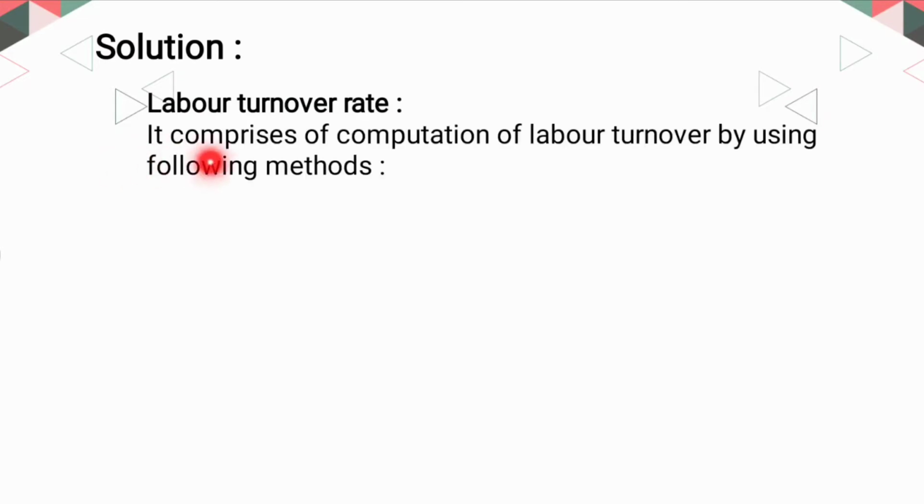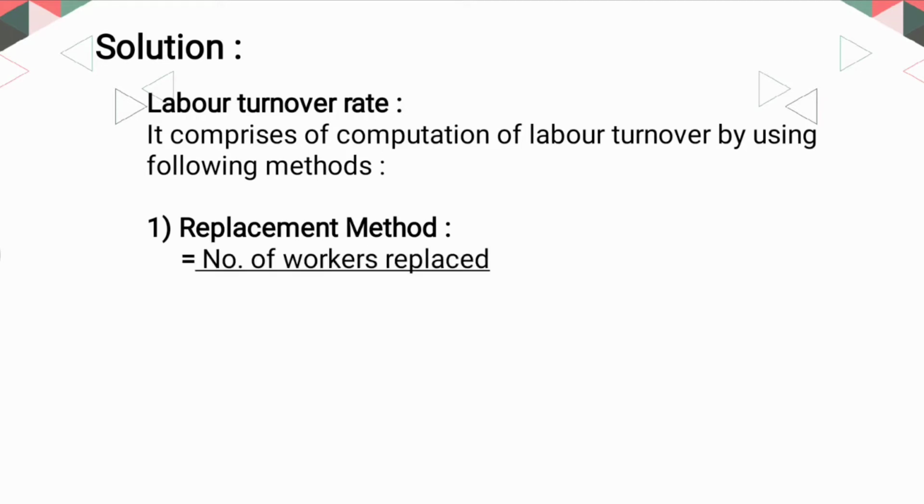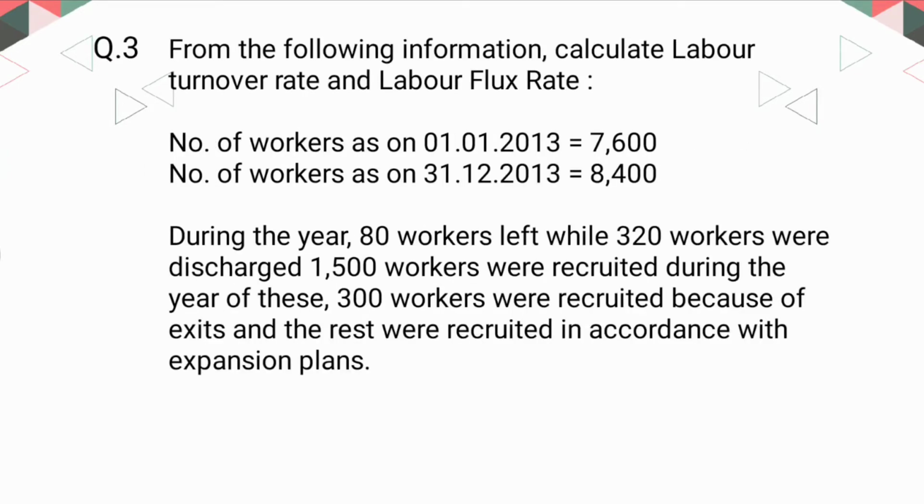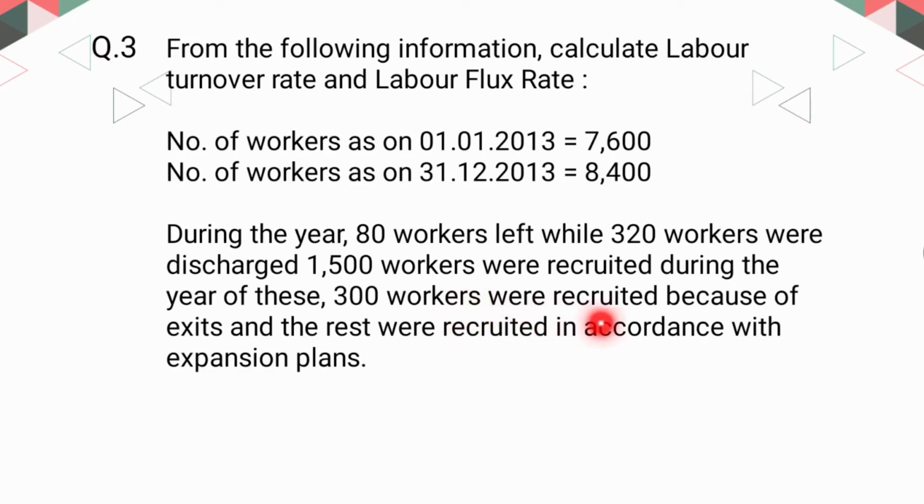So let us start with the solution. Labor turnover rate. It comprises of computation of labor turnover by using following methods. First, replacement method, which is equal to number of workers replaced divided by average number of workers into 100, which will be equal to number of workers replaced, which is 300 workers were recruited because of exit and the rest were recruited in accordance with the expansion plan.